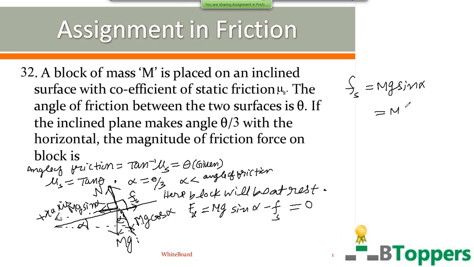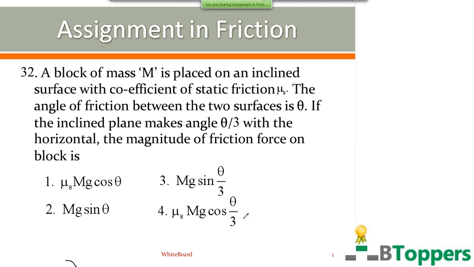Here alpha is theta by 3. So the magnitude of the force of static friction on the block by the inclined plane will be mg sin theta by 3. So that's the answer. If you want to copy down the solution of the problem, you can pause and copy down the solution. So for question number 32, the third option is the answer, that is mg sin theta by 3.